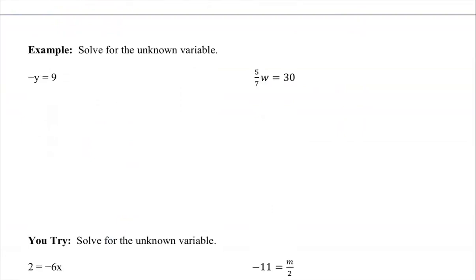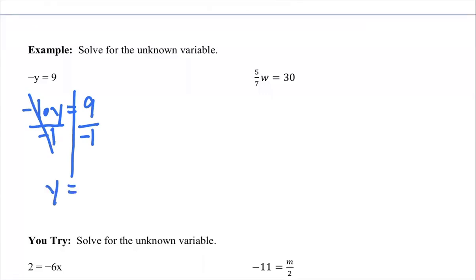Next one, negative y equals 9. This is the same thing as negative 1 times y equals 9, if that helps see what to do. So with negative 1 times y, the opposite of multiplying would be dividing. So we're going to divide both sides by negative 1. Negative 1 divided by negative 1 cancels and makes just 1y, or just y, and then 9 divided by negative 1 is negative 9.